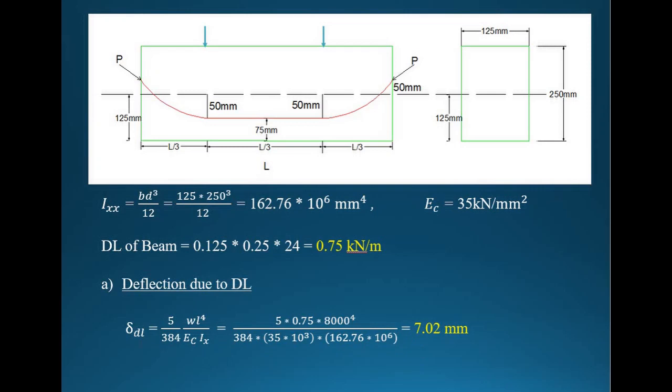So the deflection due to dead load is 7.02 mm. This is how the deflection due to dead load is calculated. Here these two loads are unknown. We will calculate the W value and the point load values at the end of this problem.